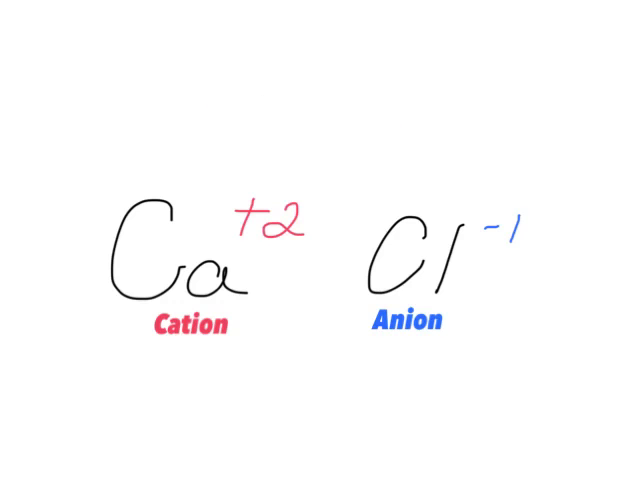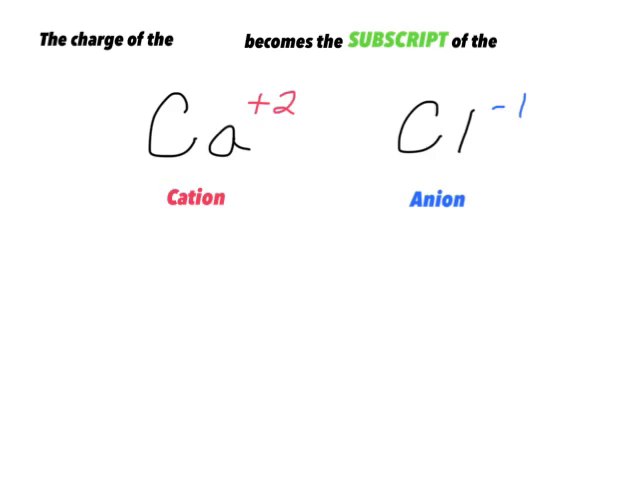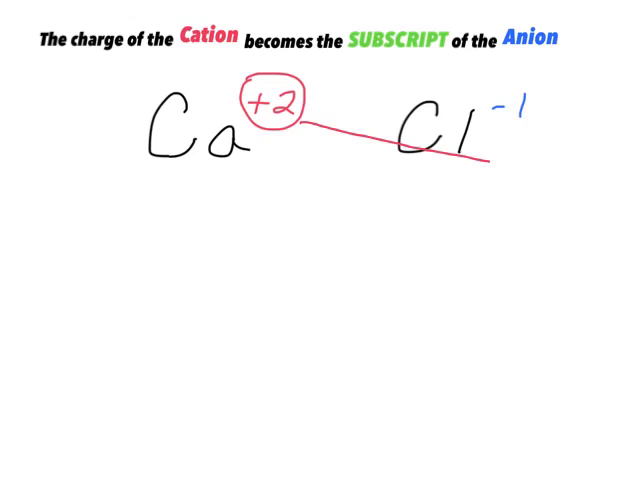So you want to keep in mind that cations have a positive charge and an anion has a negative charge. These are the two types of ions that we're going to need in order to make an ionic compound. So the basic rule that you need to remember is that the charge of the cation, which in this case happens to be the +2, becomes the subscript on the anion. And what that looks like is something like this. This charge becomes the subscript.